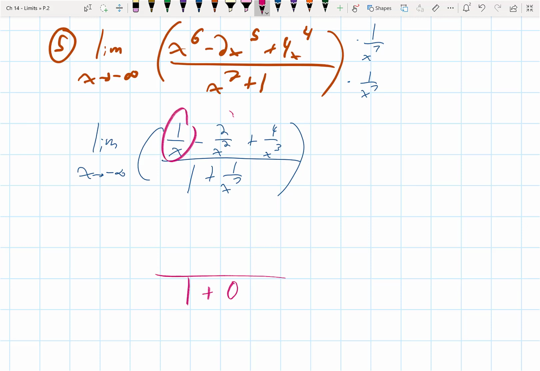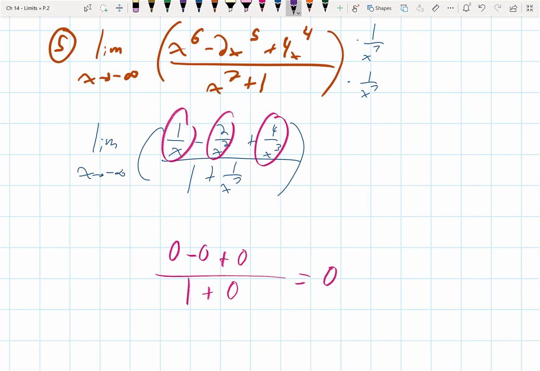What about these three pieces here? What do they become as x gets really, really, really tiny or big? They all become 0, right? You're going to get 1 over a stupid large number, whether it's positive or negative. You get 0 minus 0 plus 0. What is 0 minus 0 plus 0 over 1 plus 0? 0. The entire limit is 0.